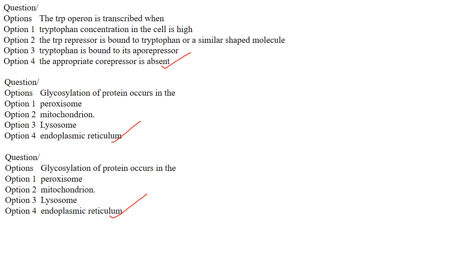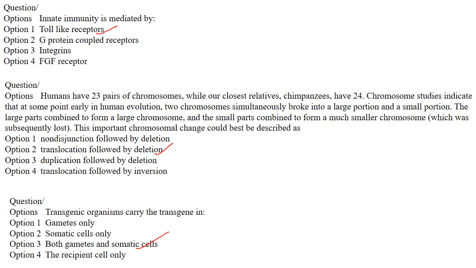Then, glycosylation of a protein occurs in the endoplasmic reticulum. I repeated the same question. It is a typographical error. Okay. Next one. Innate immunity is mediated by? So innate immunity is mediated by toll-like receptors.